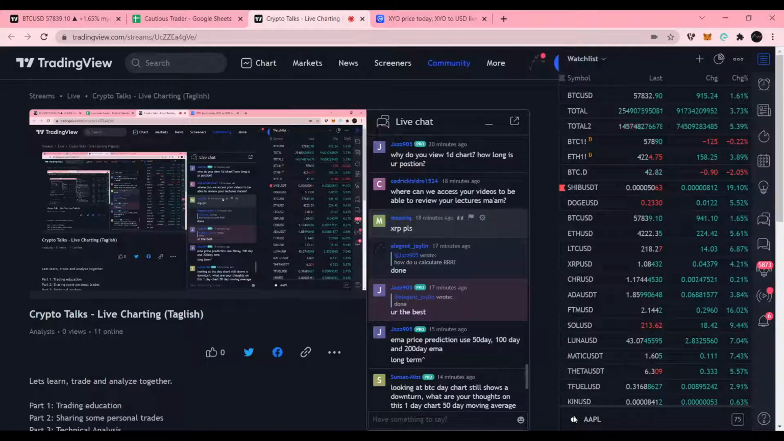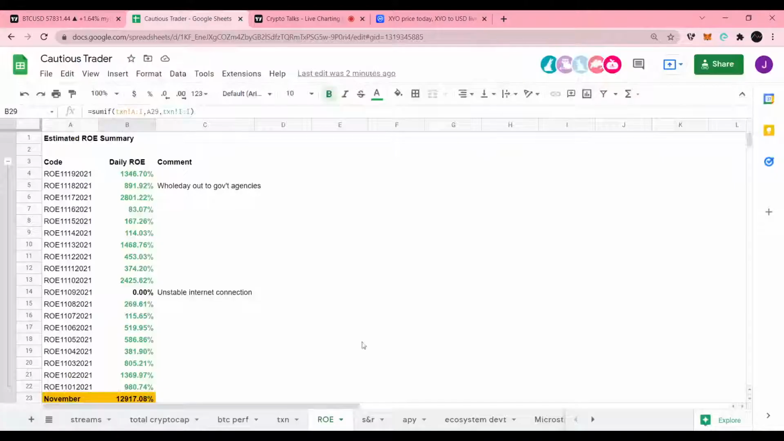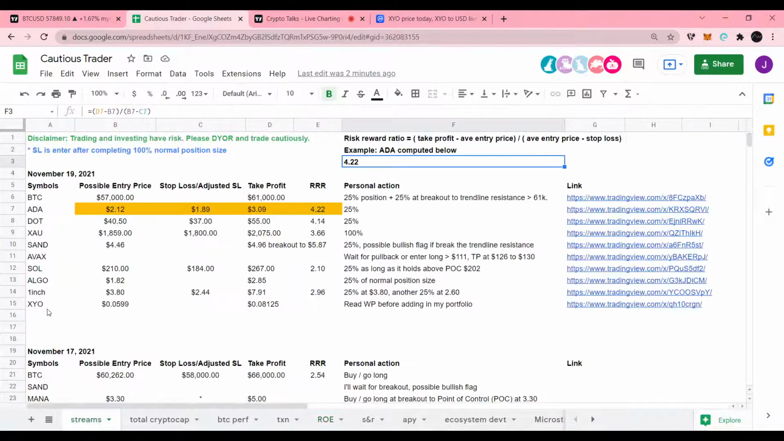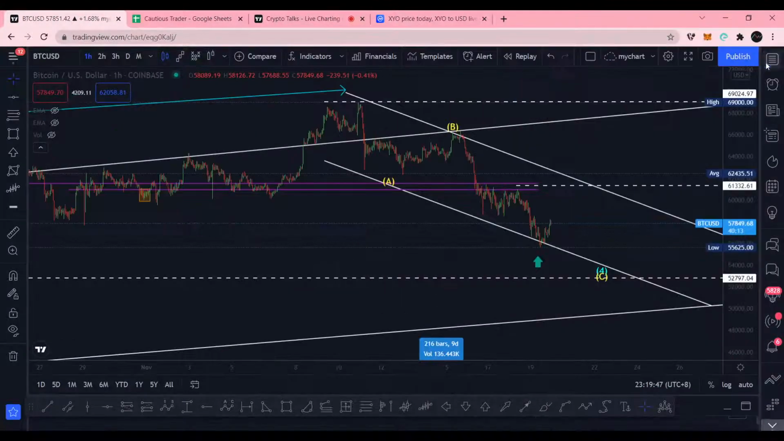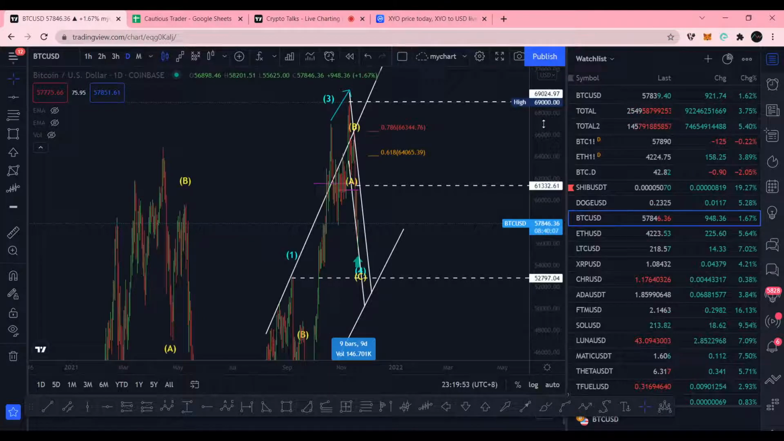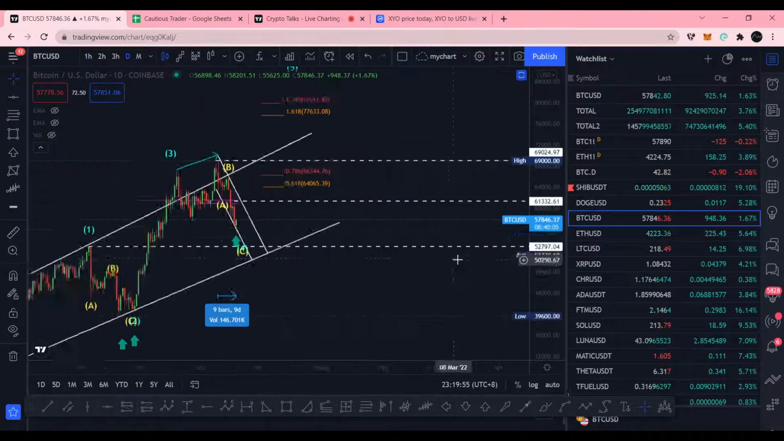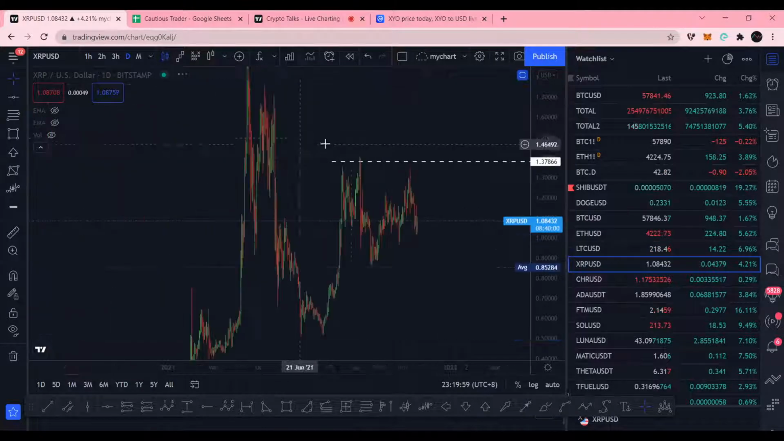So for XRP, yeah, maybe let's try to use that. And I'm gonna go to this one. So XRP. XRP, I remember the point of control is 1.10 to 1.12 if I remember it correctly. But anyway, let's go here to the XRP.